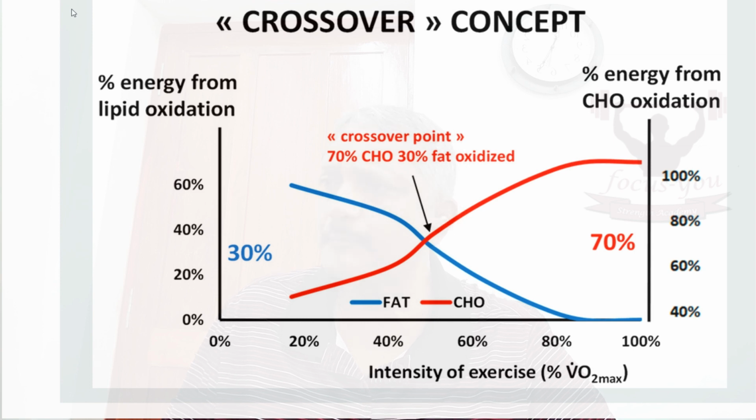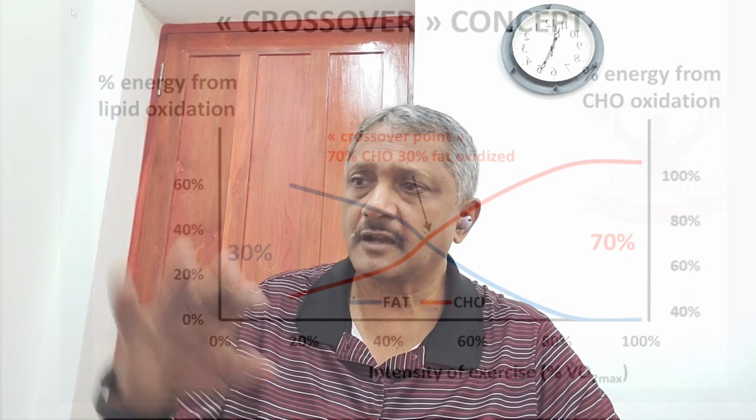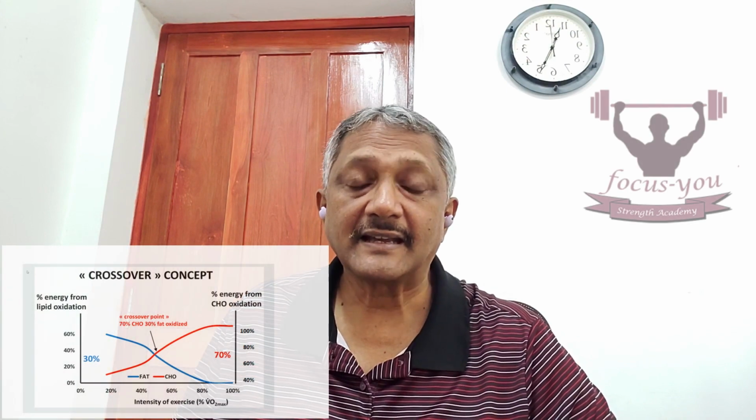And there is an intersection point as fat drops off in its contribution and carbohydrates increase in their contribution towards energy production. That point is the crossover point. And in this particular graph, just after 80% of VO2 max, representing the intensity of exercise, perhaps 85-90%, is where fat drops off as the contributor of energy completely, and carbohydrates take over entirely at that point.